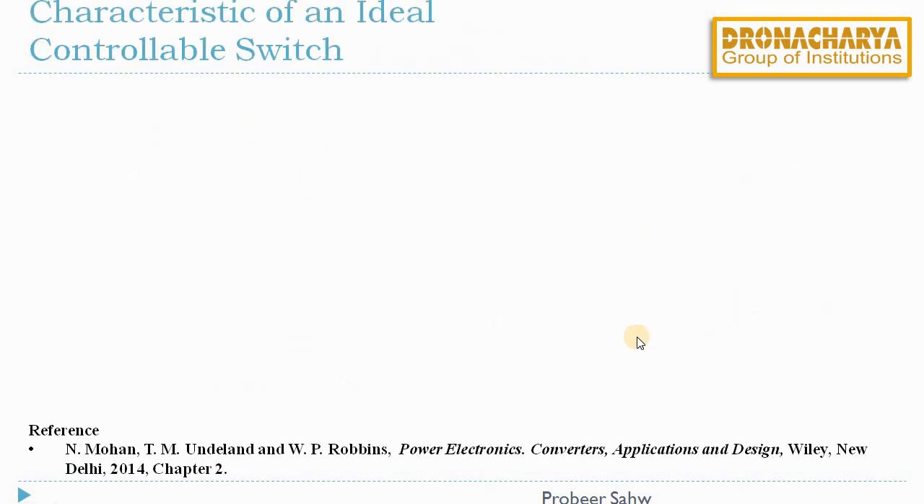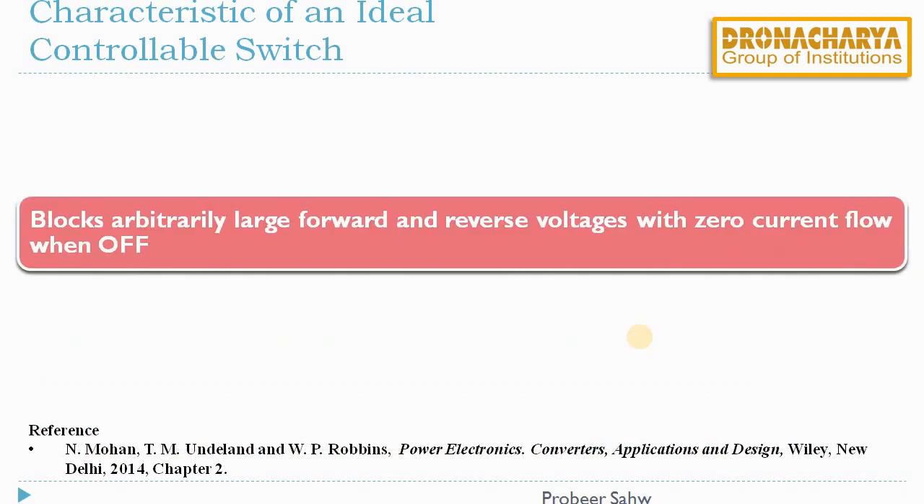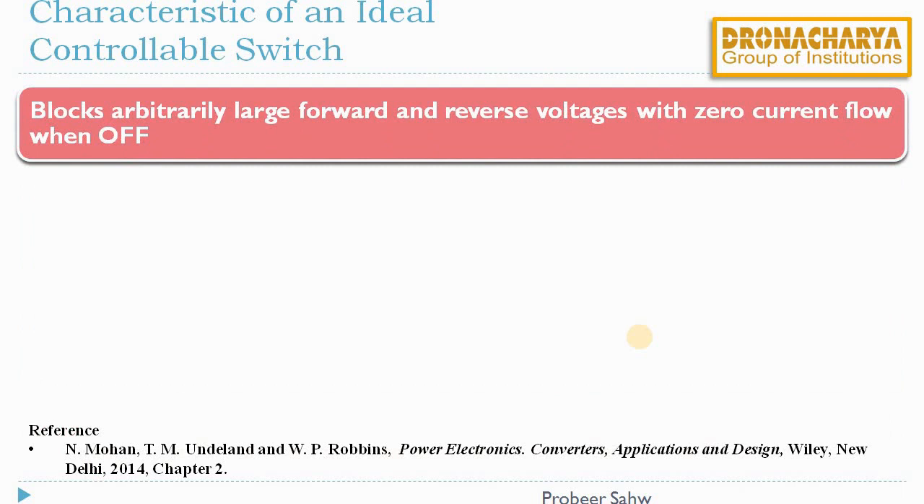So there are various characteristics of an ideal controllable switch. We call a switch controllable when we can control that switch. We can control the turn on and turn off of that switch using electrical signals or electronic pulses. Now, when we say ideal controllable switches, then these switches must have certain characteristics. The first one is that an ideal controllable switch blocks arbitrarily large forward and reverse voltages. It tends to infinite in case of an ideal switch.